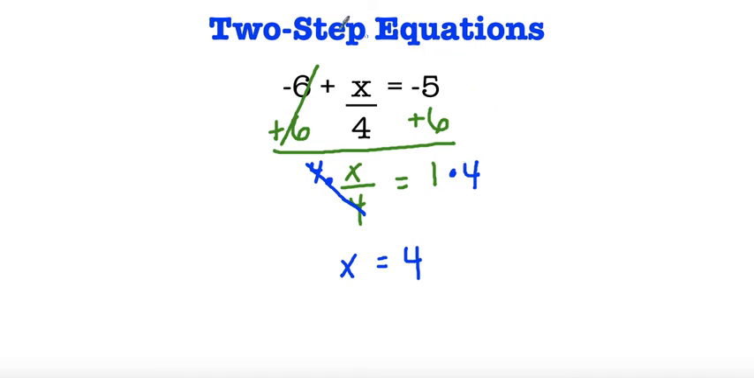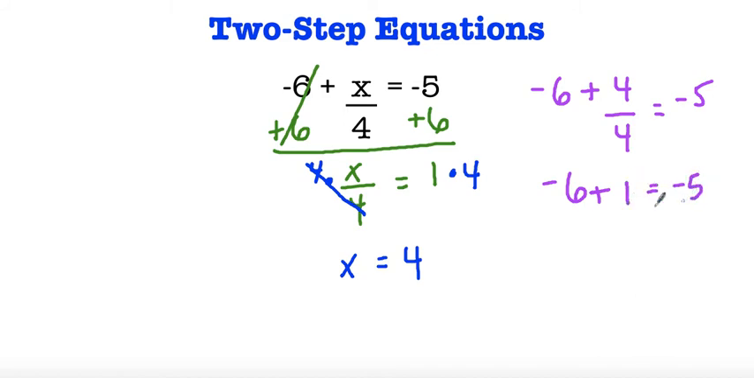And if we want to go back and check our work, we're just going to have to substitute x with 4. So I would have -6 plus 4 divided by 4 is equal to -5. So let's see if that's true. So -6 plus 4 divided by 4 is 1 equals -5. And this is true. So x is definitely equal to 4.